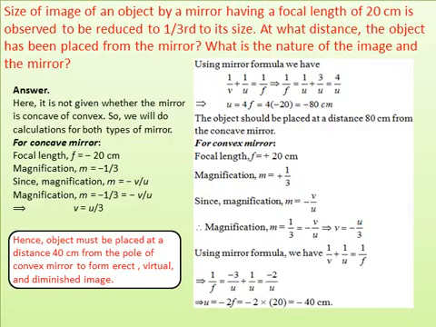So, in the case of the concave mirror, U is minus 80 centimeter, and in the case of the convex mirror, U will be minus 40 centimeter. Okay, children, so this you have to analyze more practically and get the solution.